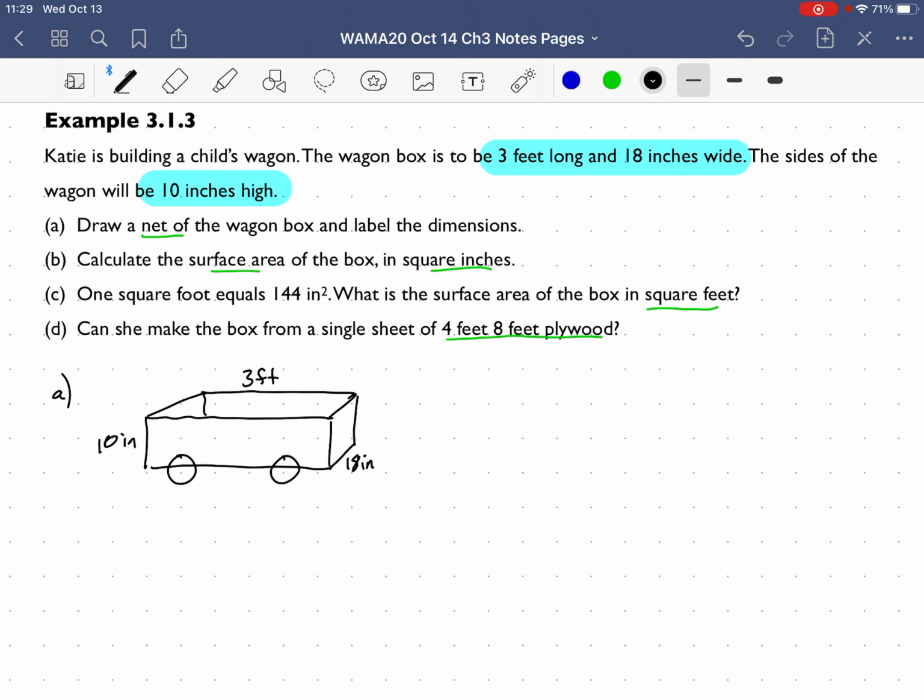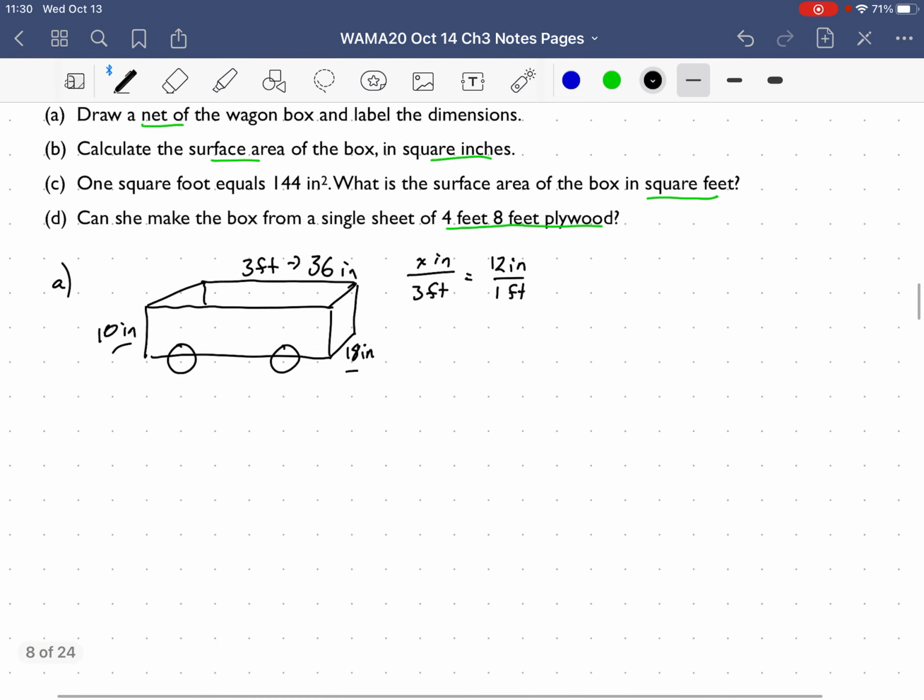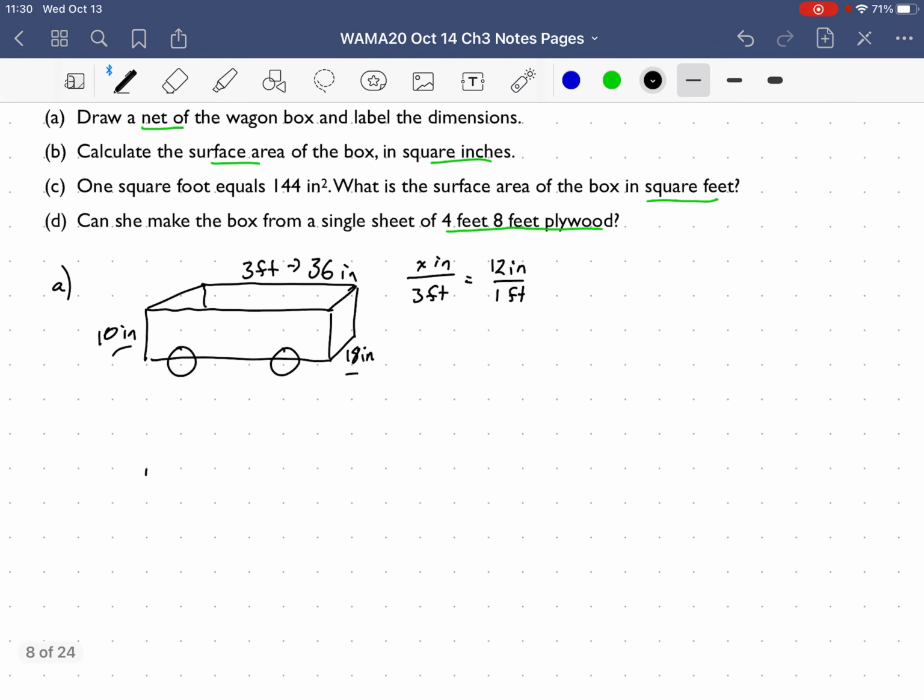Now, there is not going to be a top on the wagon, right? If there was a top on it, then it'd be kind of useless to put stuff in. So there will be a bottom, but no top. Now, I don't like this 3 feet because everything else is in inches. And to do areas, we need to put everything in the same units. So I'm going to convert that first. So how many inches in 3 feet? If there are 12 inches in 1 foot, I do 3 times 12, so 36 inches.